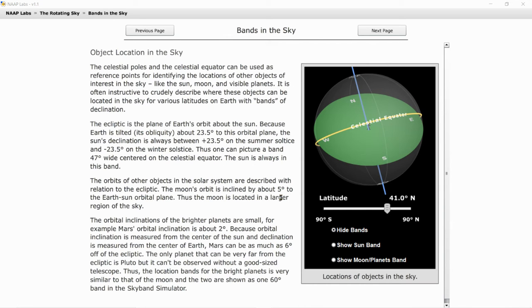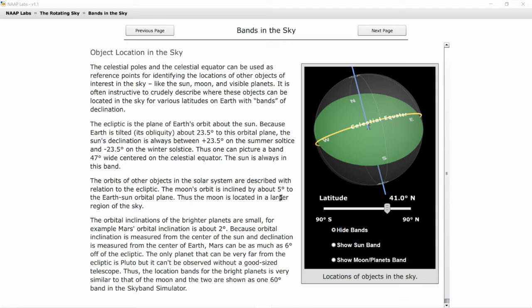Object location in the sky. The celestial poles and the celestial equator can be used as reference points for identifying the location of other objects of interest in the sky, like the sun, moon, and visible planets. It is often instructive to crudely describe where these objects can be located in the sky for various latitudes on Earth with bands of declination.